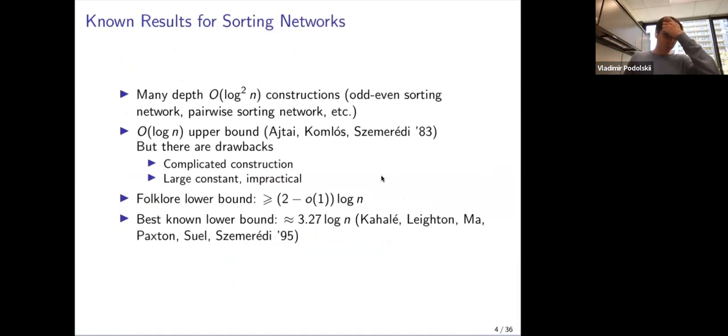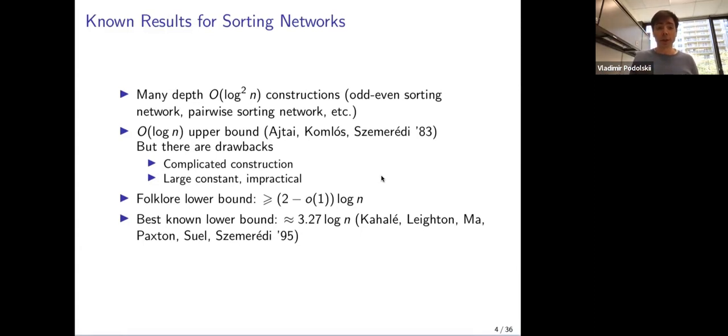So what is known for the depth of sorting networks? There are many constructions of depth log squared. There is the odd-even sorting network, there is the pairwise sorting network, and so on. There are many of them, and it is not hard to do. Usually, they are based on merge, on divide and conquer. We split an array into halves, we sort both halves separately, recursively, and then we merge them in logarithmic depth, and then it will be enough. I can actually give more details here if you want.